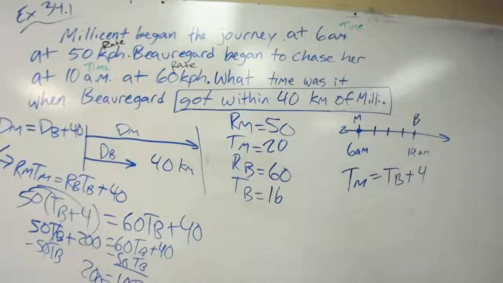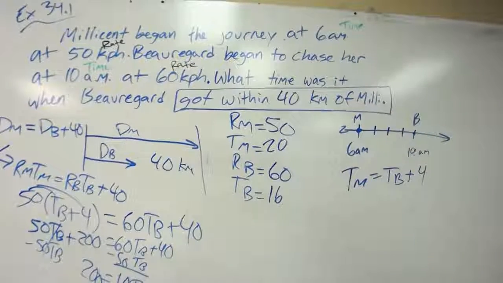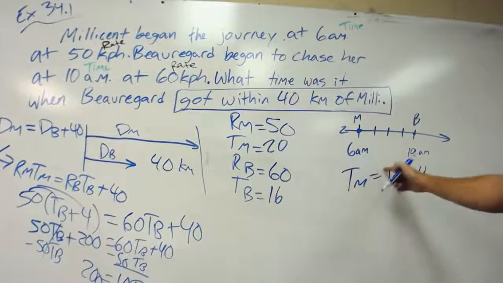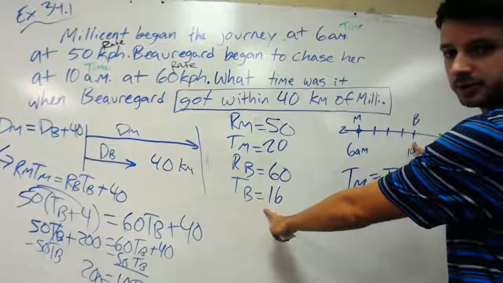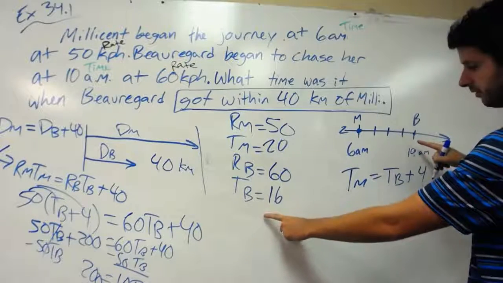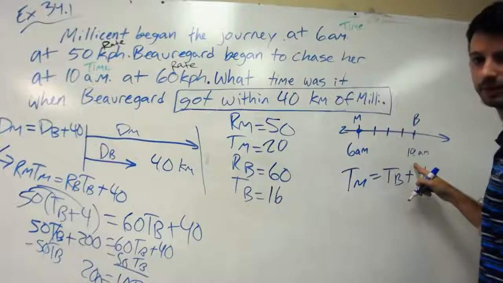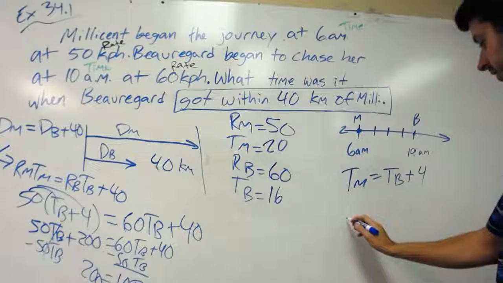Okay? So what time was it when Beauregard got within 40? So time of the day, so we simply got to look at Beauregard. He traveled 16 hours from this point. Well, okay, let's go ahead and fast forward 12 hours. That would make that 10 p.m. And then add 4 more hours. It would be 2 a.m.